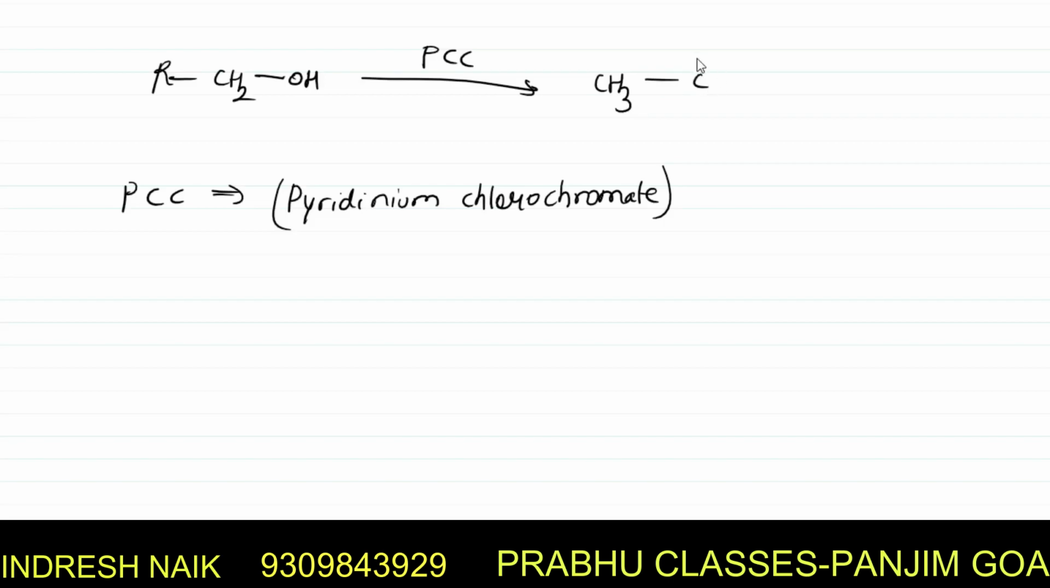So this is going to give me a C double bond OH. This is the whole reaction. So we have learned about three reagents: one is PCC, another is CrO3, and the other is KMnO4, which is a strong oxidizing agent. This will take it to a carboxylic acid. PCC and CrO3 are good oxidizing agents; they will convert it only up to aldehyde or ketone.